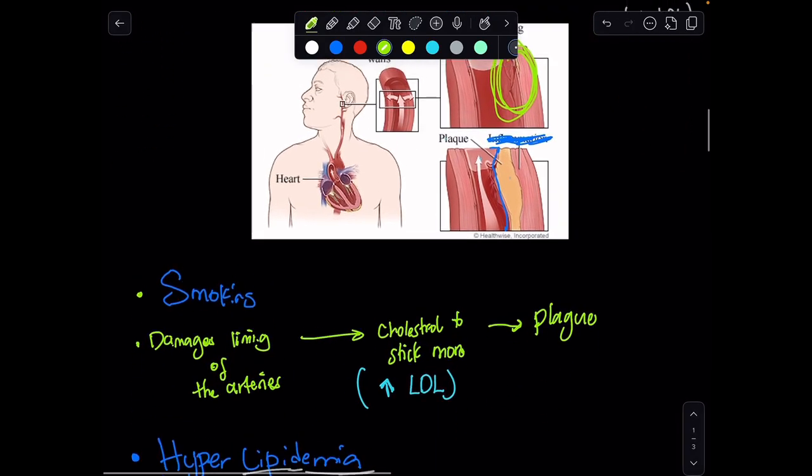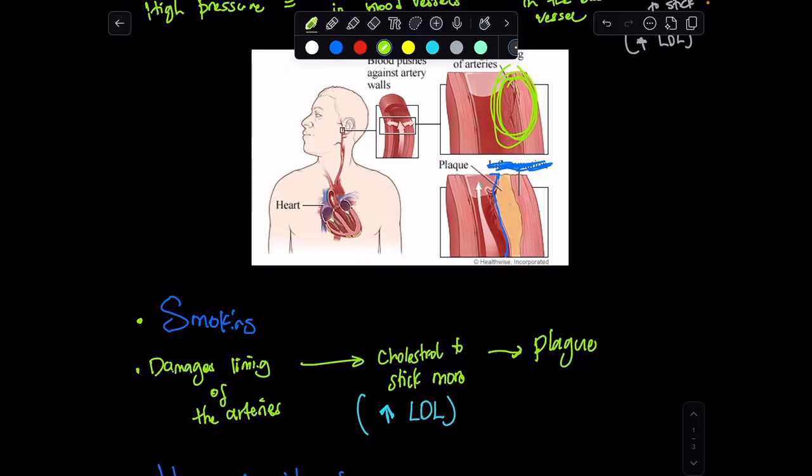Smoking happens the same way. Smoking damages the lining of the arteries. Remember what I said? If the lining is damaged, what happens? Cholesterol sticks more. Why is cholesterol there? Because there's increased delivery drivers bringing it there and decreased helpful delivery Luffy picking it up.